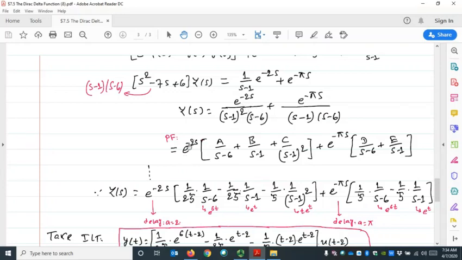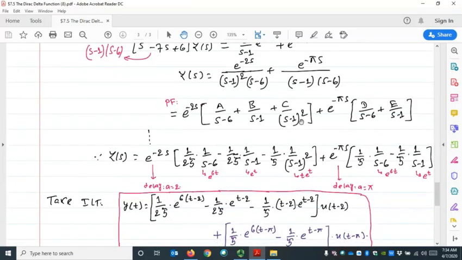So e to the power negative 2s as it is. The partial fraction of this fraction is a over s minus 6 plus b over s minus 1 plus c over s minus 1 square, plus e to the power negative pi s as it is, d over s minus 6 plus e over s minus 1. Here the term is repeated, so we need to add one more constant, but here no terms are repeated in my denominator. Here a, b, c, d, e are constants to be determined. I skip the partial fractions computations here, but it turned out to be the following.